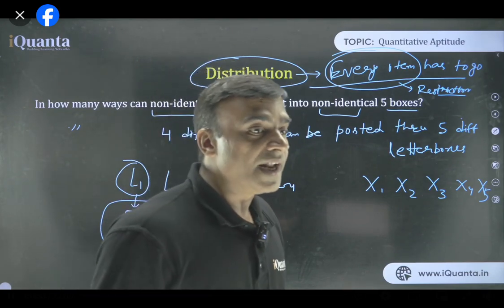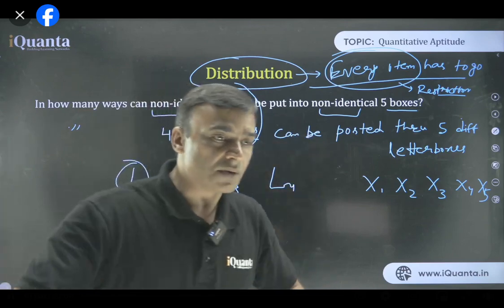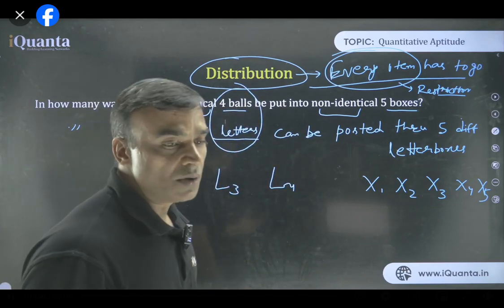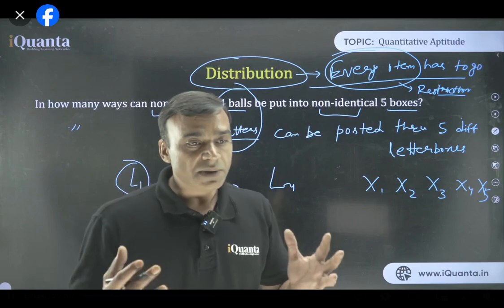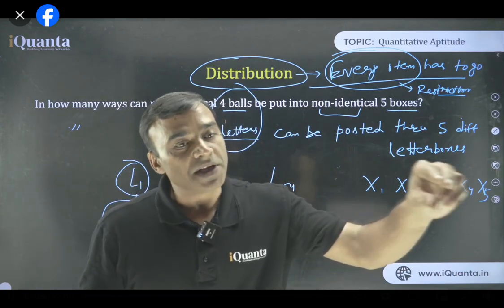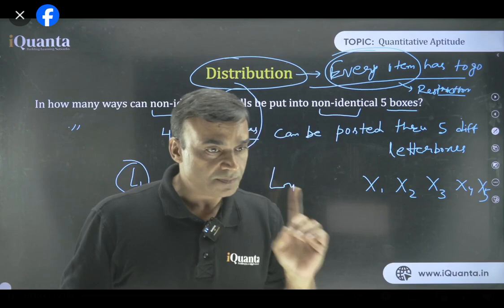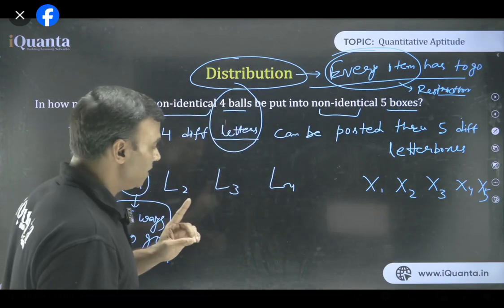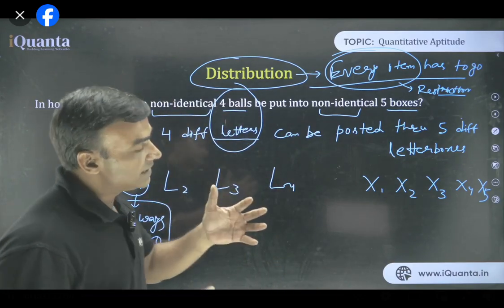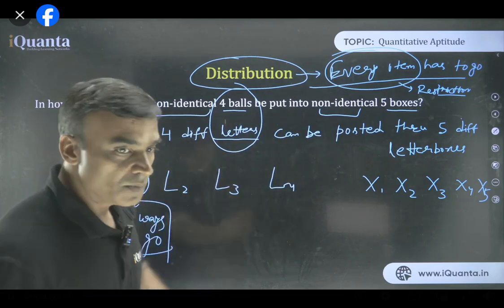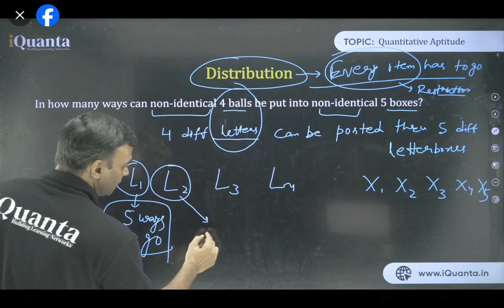Gunjan, because we don't have to arrange. Remember, there is no restriction on the box. You can put any number of items into it. So this is not a situation of arrangement. In arrangement, you put only 1 item at one place. This is a situation wherein in the same box, more than 1 item can go. Right? L2, how many ways does it have to go?